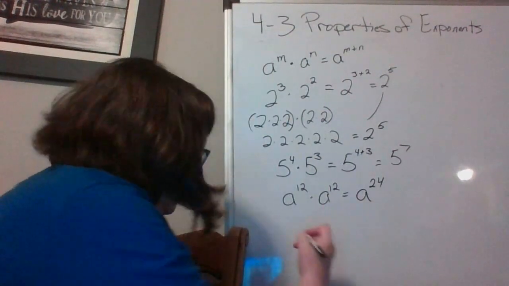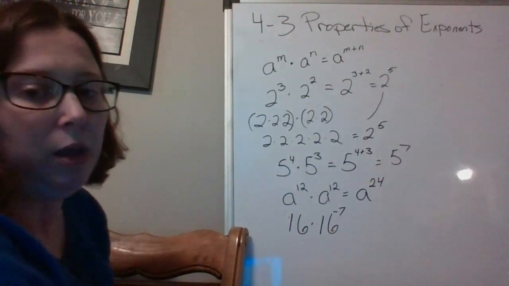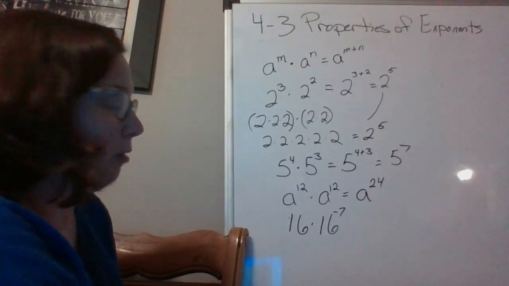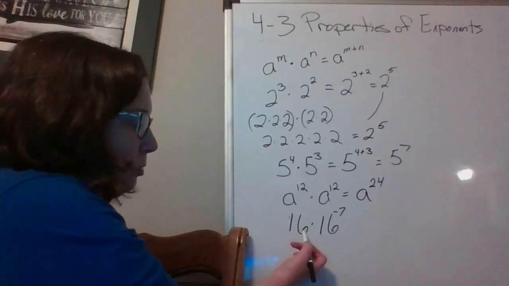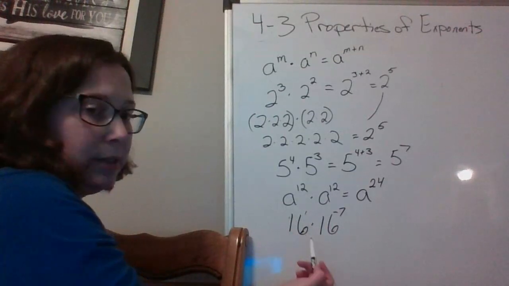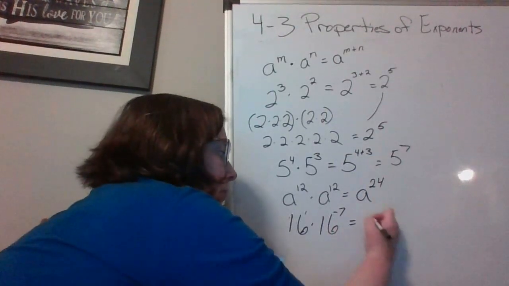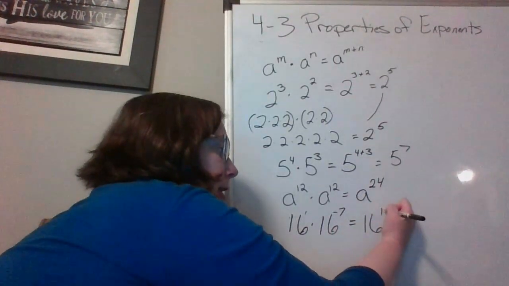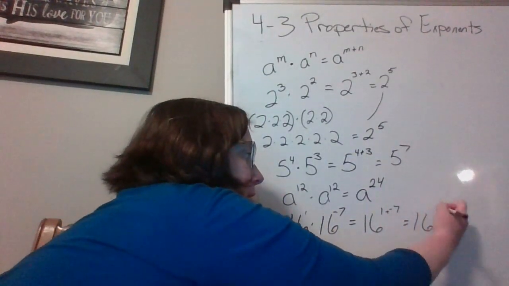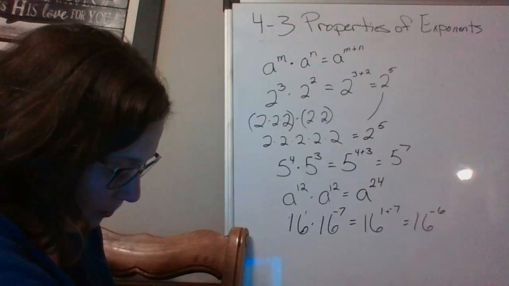Next, we have 16 times 16 to the negative 7th power. Remember, you can have negative exponents, as we learned about in the last section. Remember also that if there isn't an exponent, the exponent is understood to be 1. The reason that is, our base is 16, and we have 16 to the 1st, so that's our exponent. When we multiply these, again, we are going to add our two exponents. Remember SADs here. And we would have 16 to the negative 6th power.